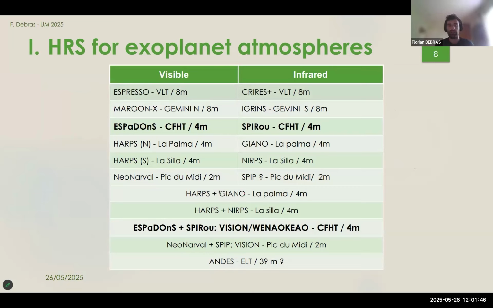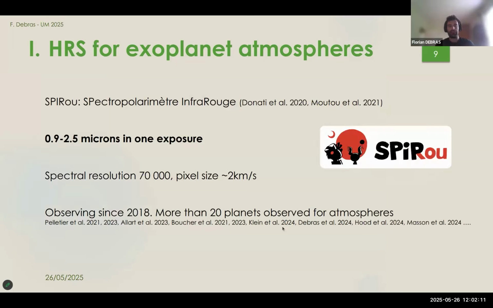There are other instruments, I don't speak about CARMENES, NIRSPEC here. But there are many instruments doing exoplanet atmosphere observation in the visible or in the infrared in the world today. And of course, the two that interest us the most today are ESPaDOnS and SPIRou. And hopefully, in the near future, there are combinations for SPIRou with AO at CFHT.